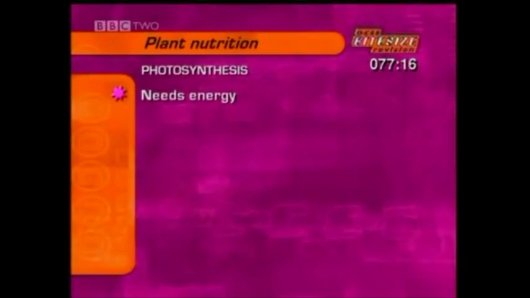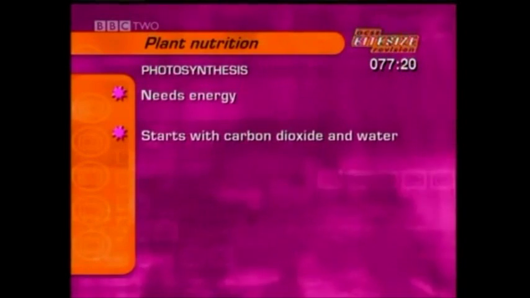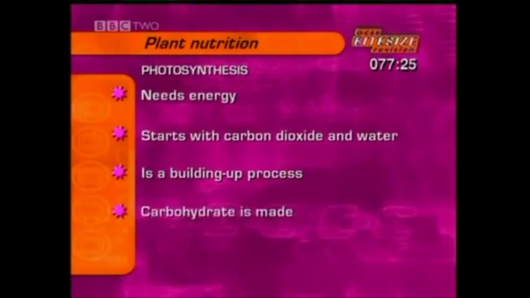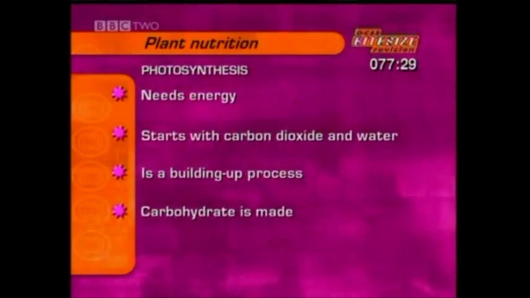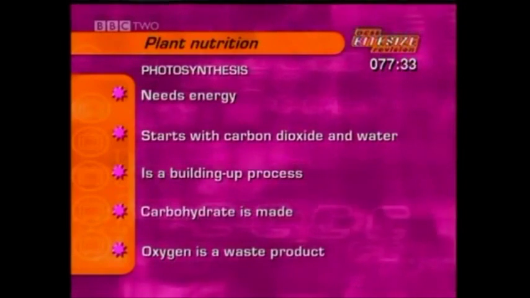Photosynthesis needs energy from the sun to take place. It uses carbon dioxide and water as raw materials. It's a building up process, with larger carbohydrate molecules being made from smaller molecules of water and carbon dioxide. Oxygen is a waste product.